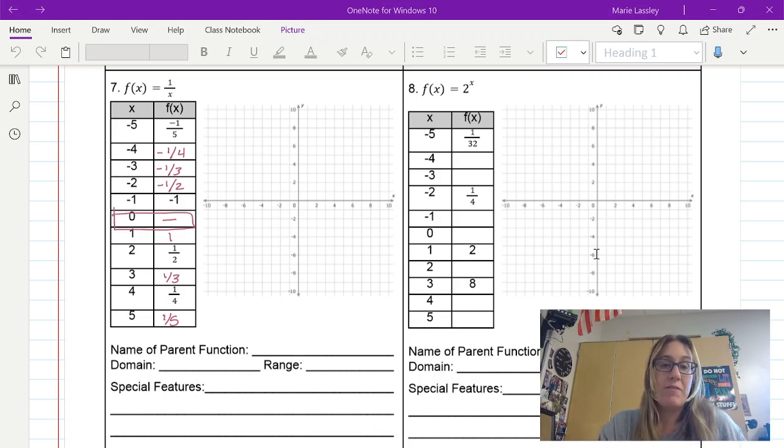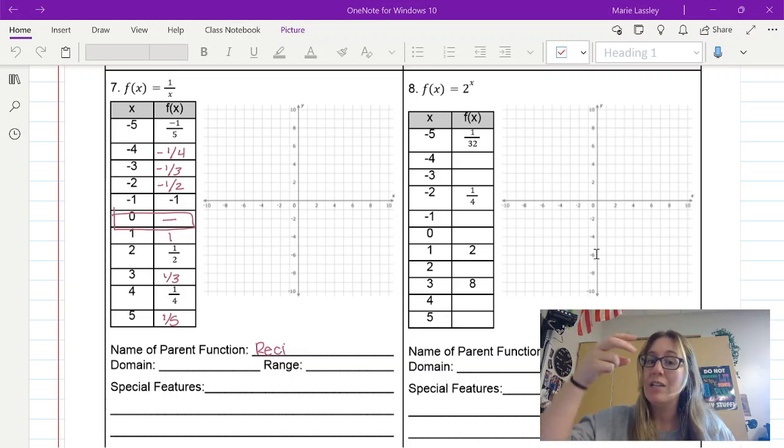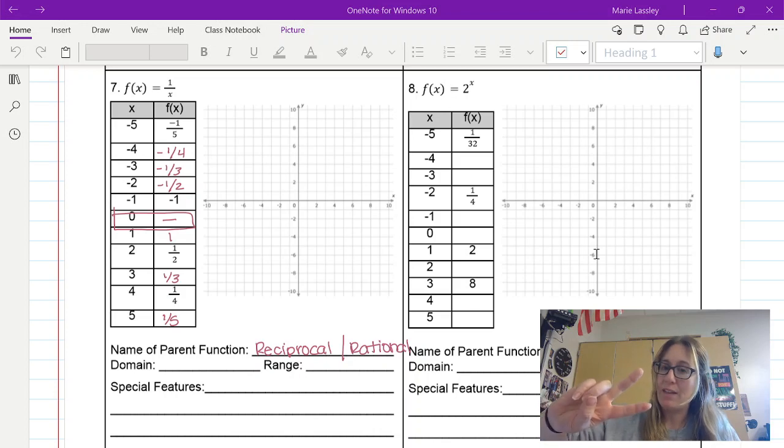We're definitely going to talk about this function a lot more this year. We do a whole unit on these functions and their special attributes. This is called your reciprocal function or your rational function. Reciprocal just means flipped upside down. Normally we have like f of x equals x. So for reciprocal, we're flipping that x upside down to make it 1 over x.